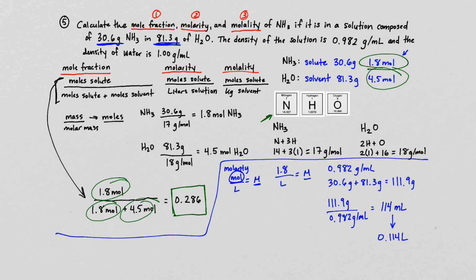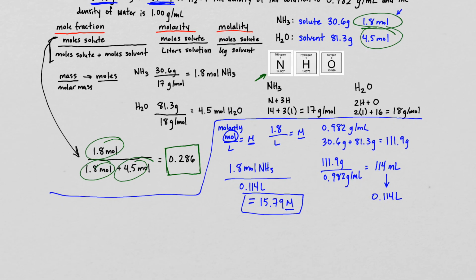Okay, so I have 1.8 moles of NH3 divided by the volume of the solution, which is 0.114 liters, and that answer, I'm just going to write it down below it, is 15.79 molar. Okay, so that is the final answer to that. So this is answer number 2.